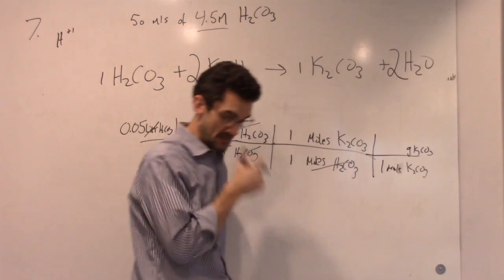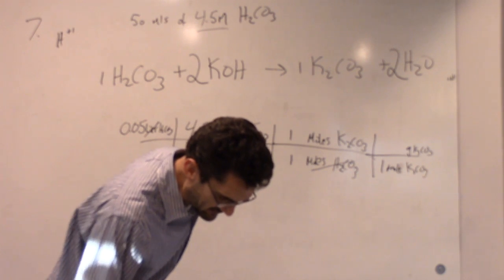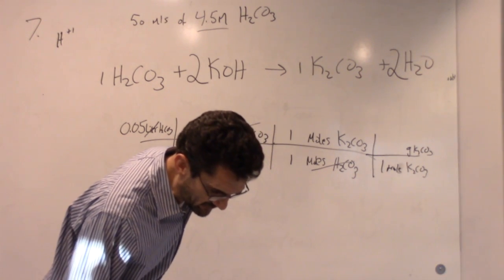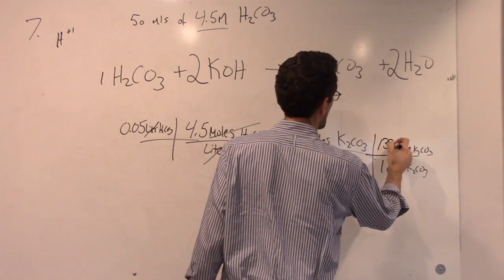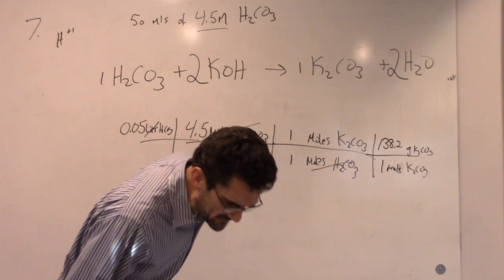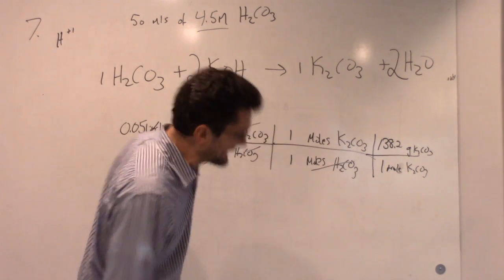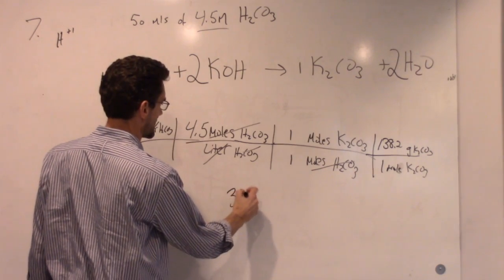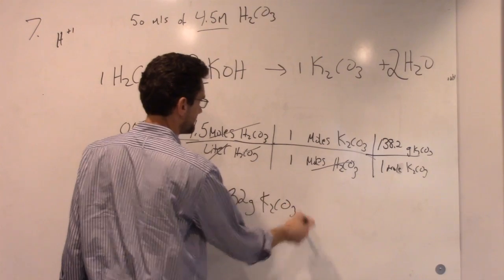We've got to use our periodic table and calculate how many grams of K2CO3 there are in 1 mole, and that's 138.2 grams. You plug and chug all that out, and you should end up with 32 grams of K2CO3.